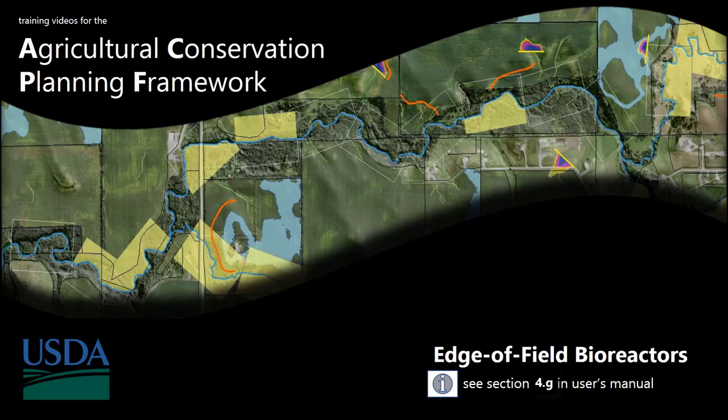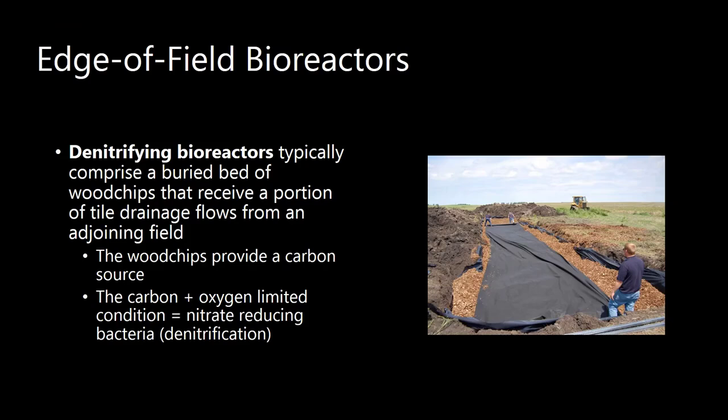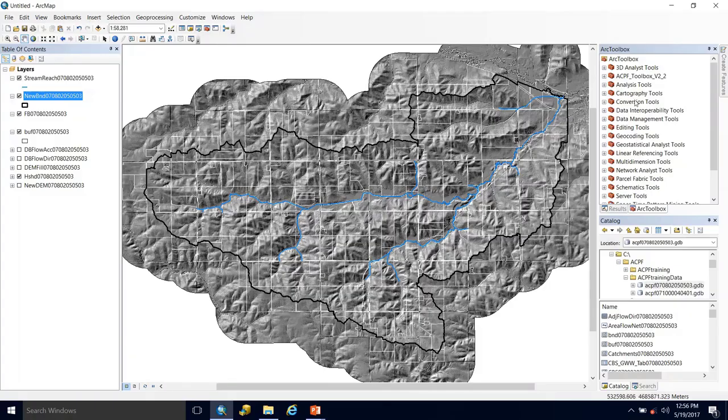In this video, we're going to go over how to run the edge of field bioreactors tool. Denitrifying bioreactors are an edge of field practice where typically a buried bed of wood chips is placed along the edge of a field to intercept a portion of the tile drainage flow. Those wood chips act as a carbon source, so that carbon plus the oxygen limited environment is a good combination for nitrate reducing bacteria to grow and therefore lead to denitrification. So let's go ahead and run the tool.